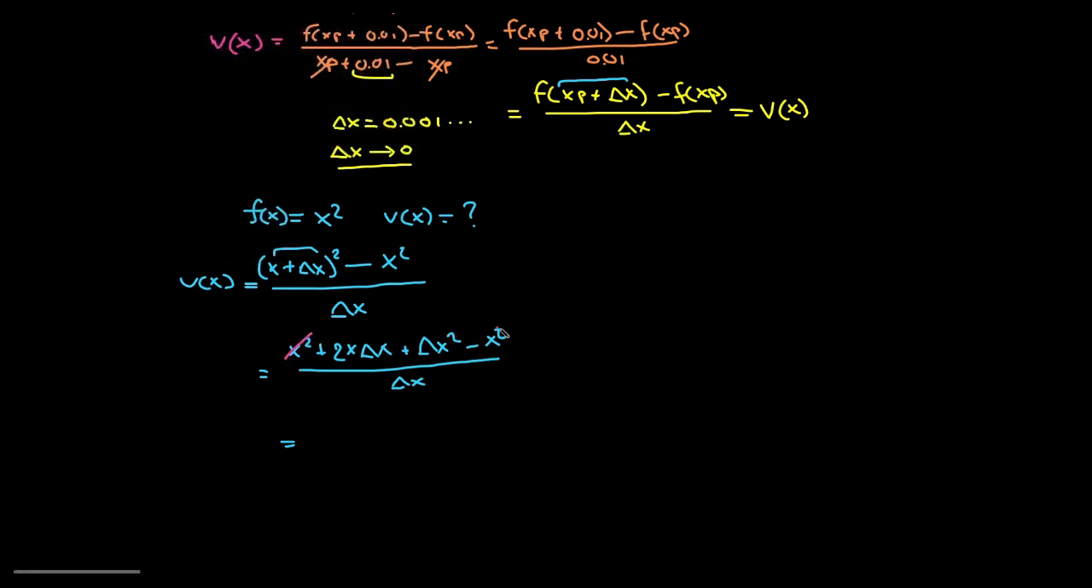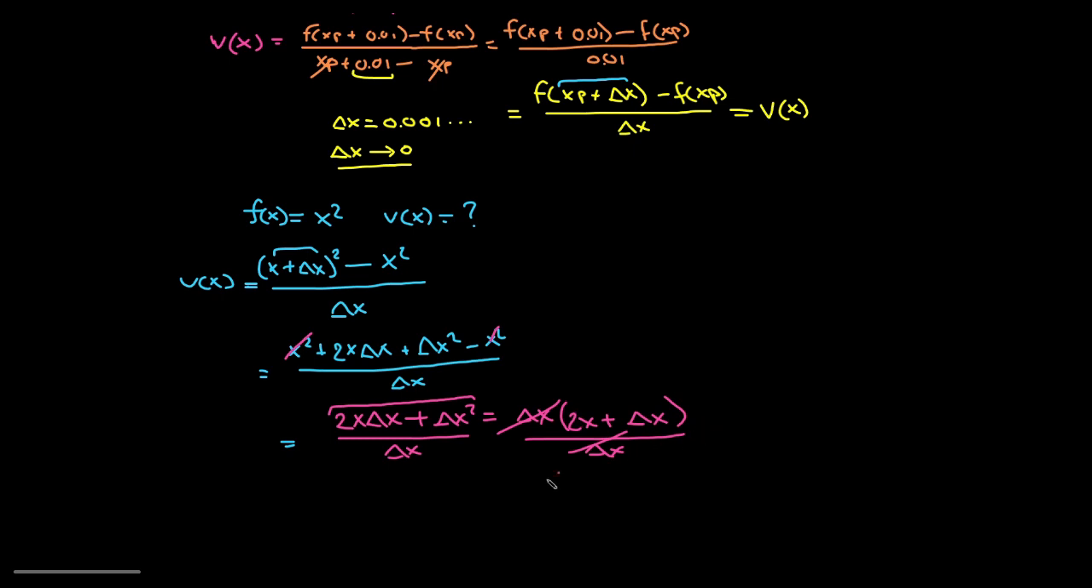These two will cancel. We have x squared minus x squared. So we're left with 2x delta x plus delta x squared divided by delta x. And here, all of the terms in this part have a delta x, so we can factor that out. We'll be left with 2x here and just 1 delta x right there. Still divided by delta x, but now we can cross these out because we have times and then divide.